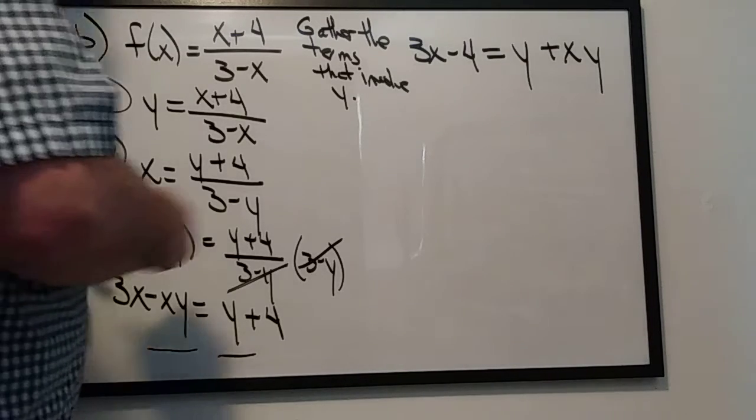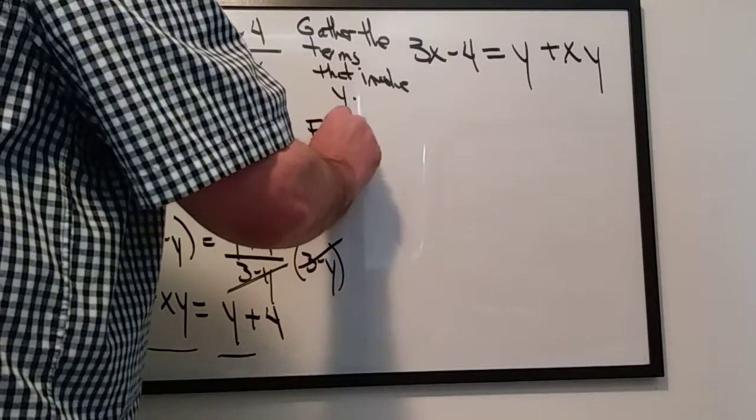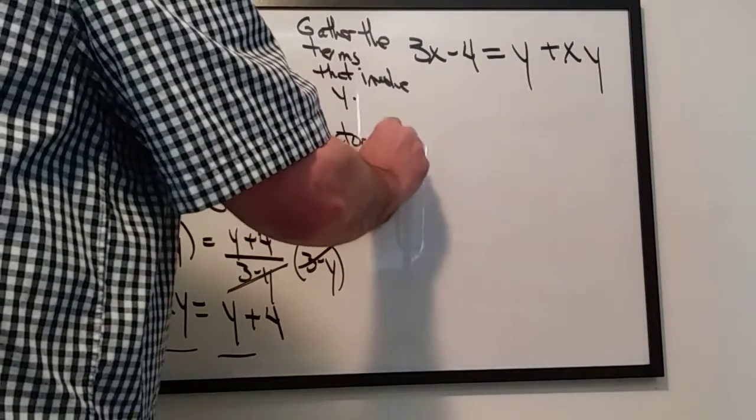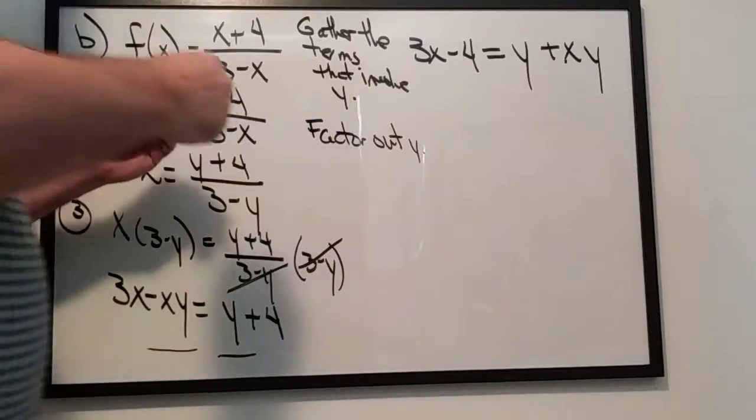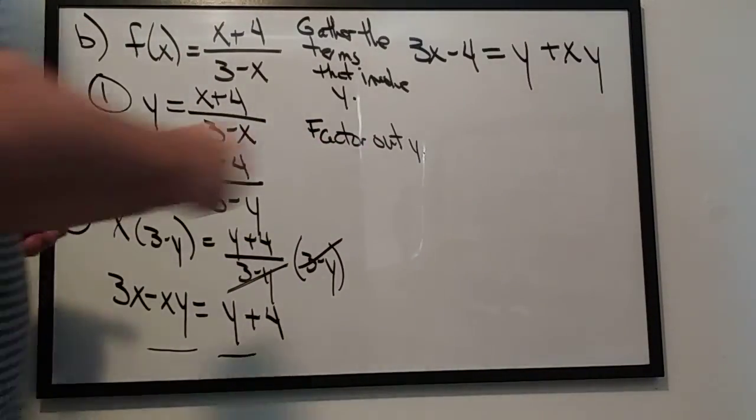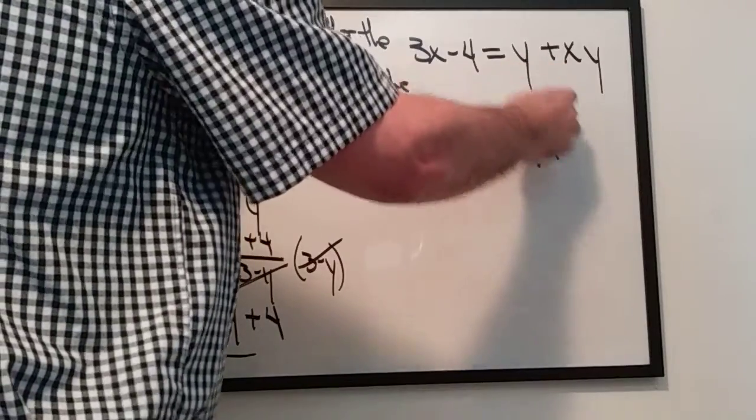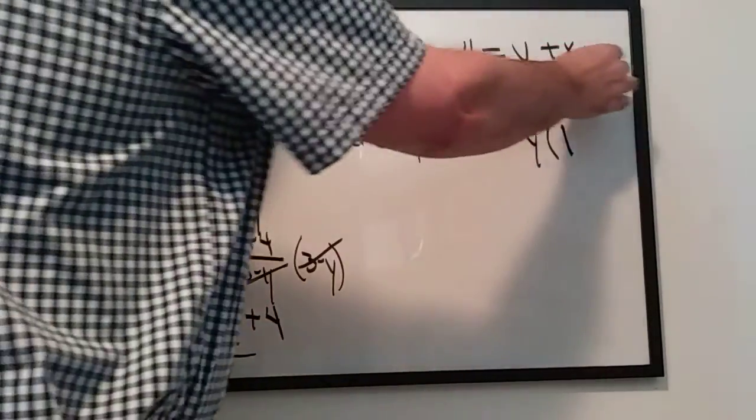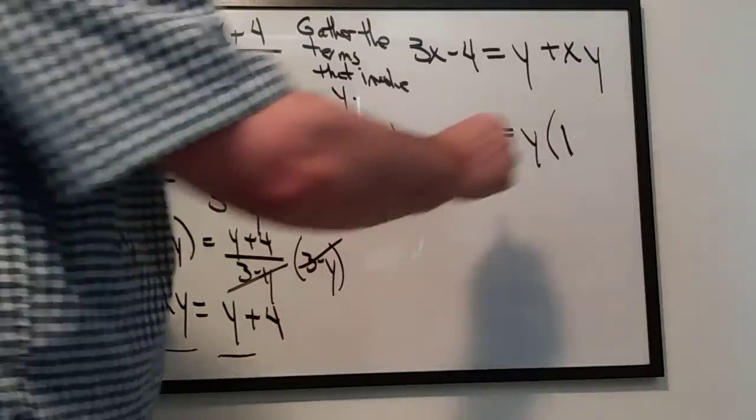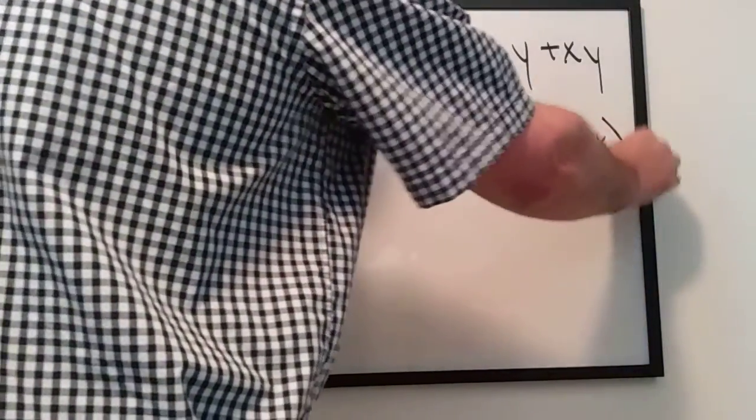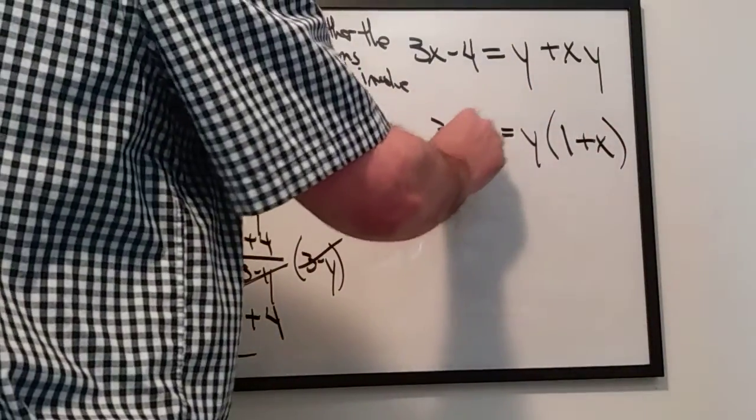And again, that's worth a written comment. So factor out the y. If I factor out the y, we're going to have y times, well, factor a y out of a y, we're going to be left with a 1. Factor a y out of the positive xy, we're going to have a positive x there. And the left-hand side is still there, 3x minus 4.